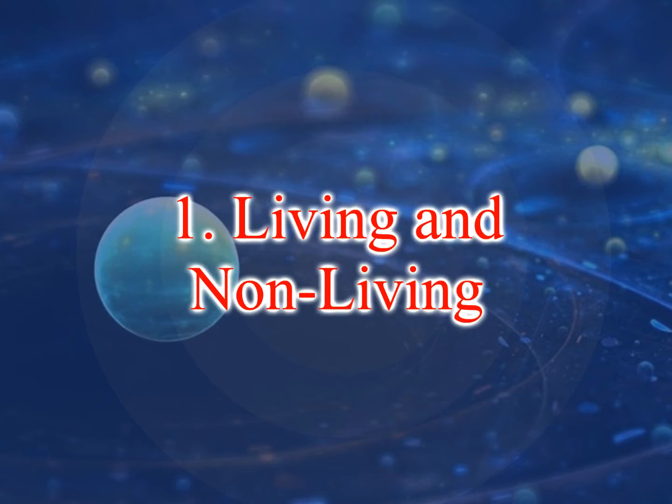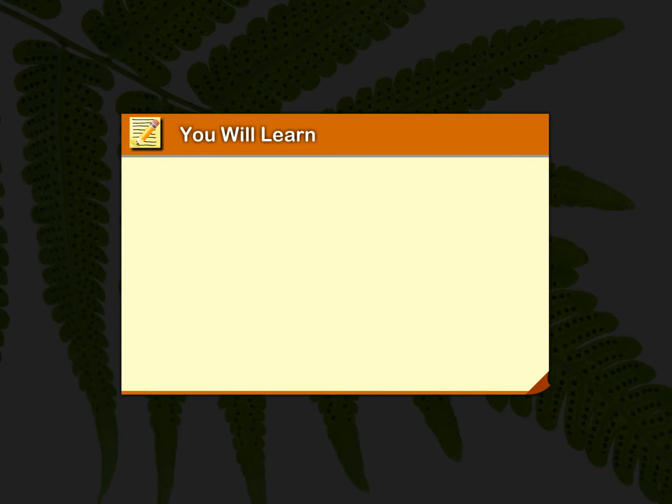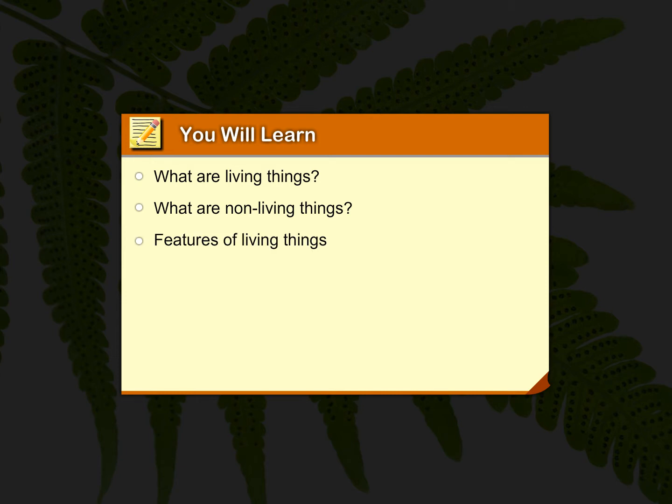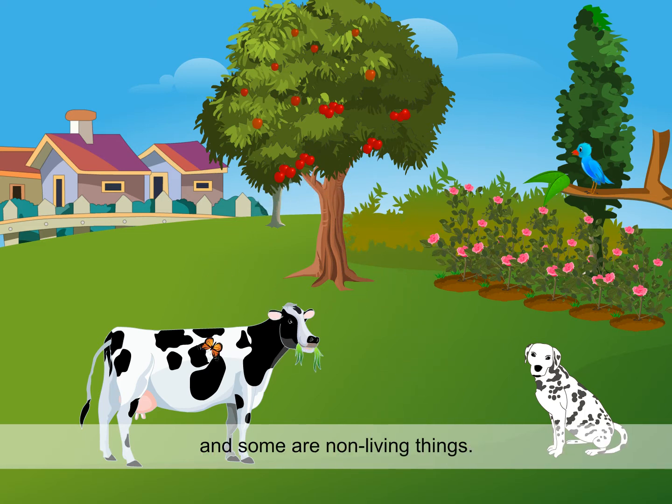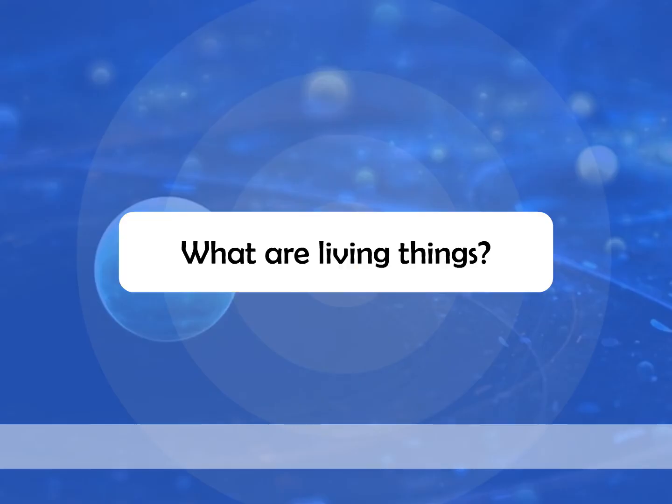Chapter 1. Living and Non-Living. You will learn what are living things, what are non-living things, features of living things, characteristics of living things. There are many things around us, out of which some are living and some are non-living things. What are living things?